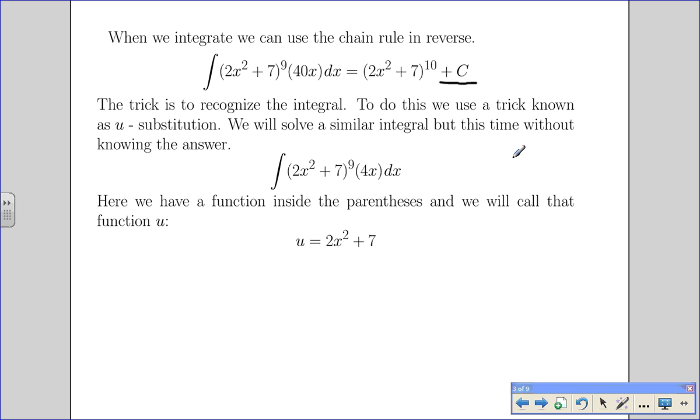Now, this next example is slightly different than the first one because I have only 4x instead of 40x. So the answer is not going to be exactly the same because what I'm integrating is a tiny bit different. So the very first thing we do here is we say, well, I'm going to let u be this expression in the parentheses. And the reason I do that is because if we had an integral that was u raised to the 9th du, well, I could integrate that. That would be u to the 10th over 10 plus c. And that would be easy to integrate. So that's what I'd like to have happen. I want to set this up so that I have exactly u to the 9th du.